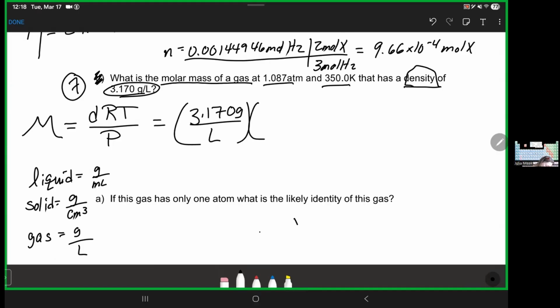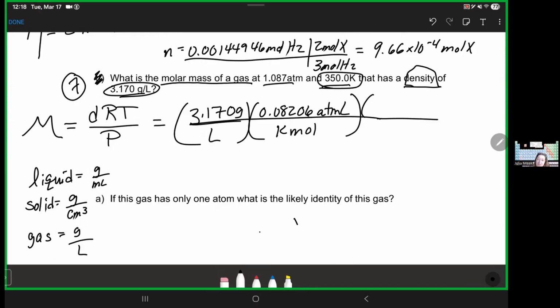And we say times our R. So our R is 0.08206 atm liters over K mole on the bottom. My temperature is the 350 K. If that were in Celsius, we would have to convert it to Kelvin. So 350.0 K.